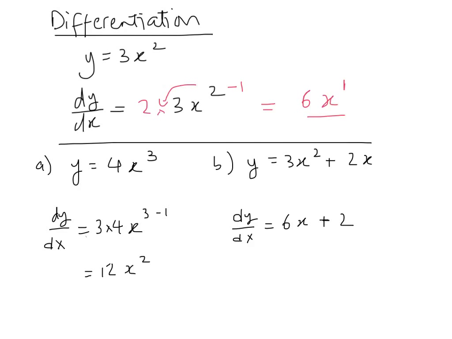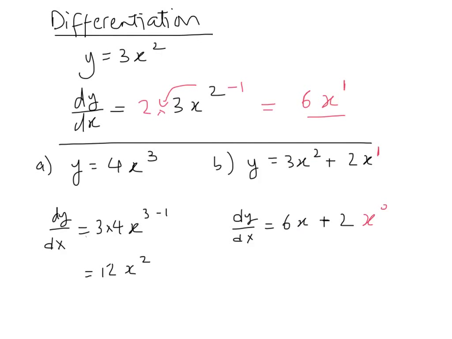Okay, so the power comes down, and then we take 1 away from the power. So the 2 times 3, okay, the 2 times 3 over here gives us the 6. And then we take 1 away from the power, so 2 becomes 1. Now with this one over here, this x is to the power 1. So when we take 1 away from the power, what essentially we've got is x to the power 0, which is just 1 anyway.